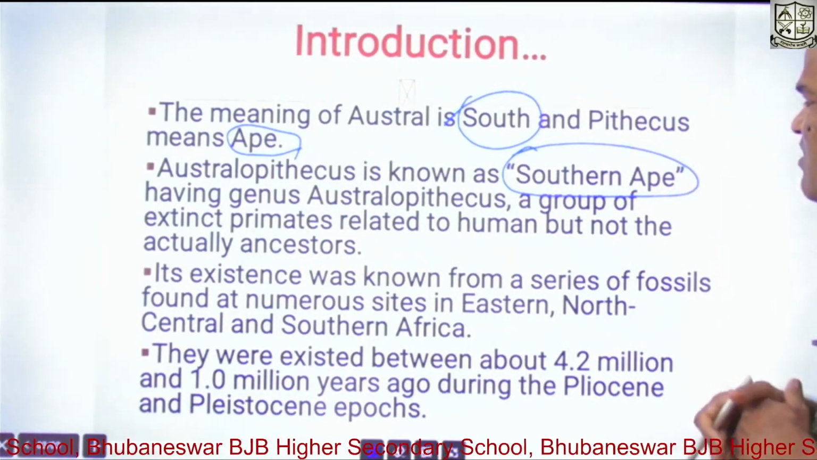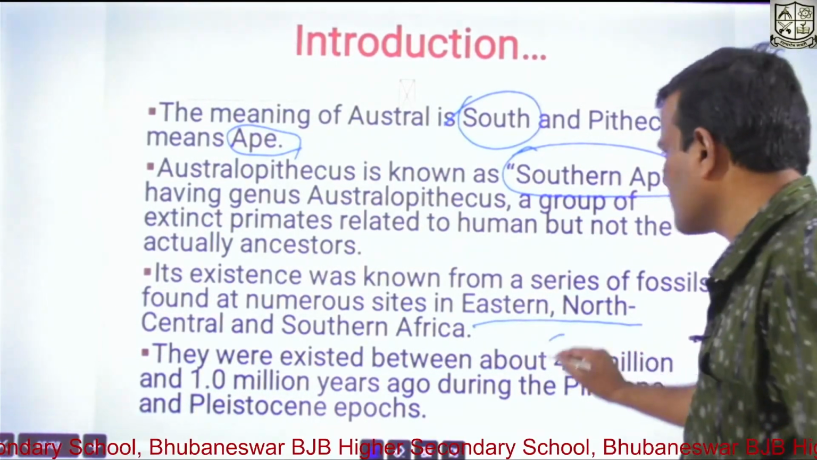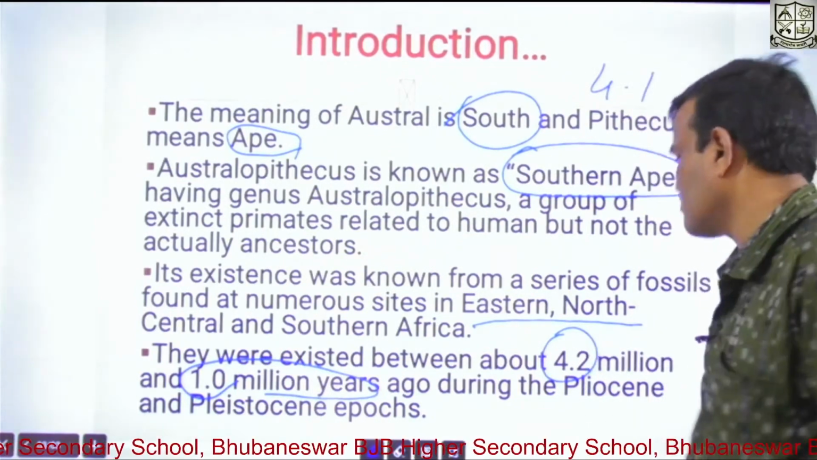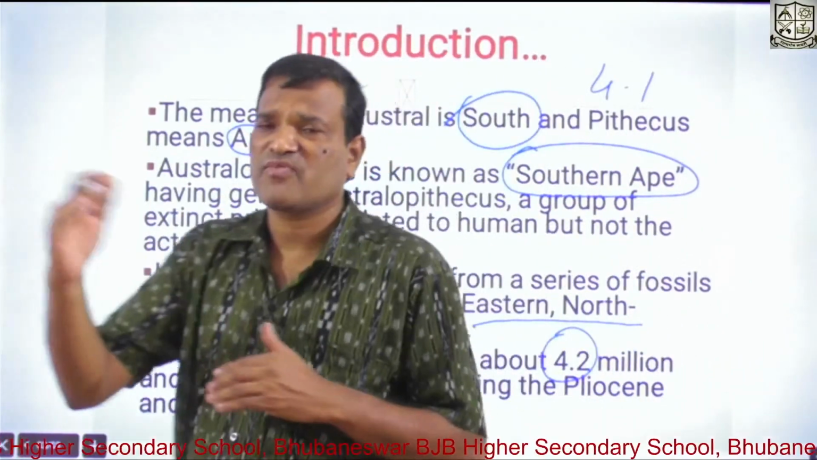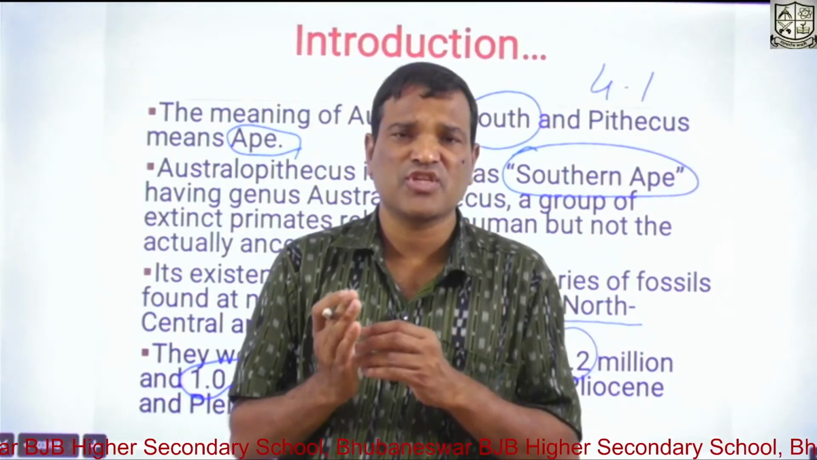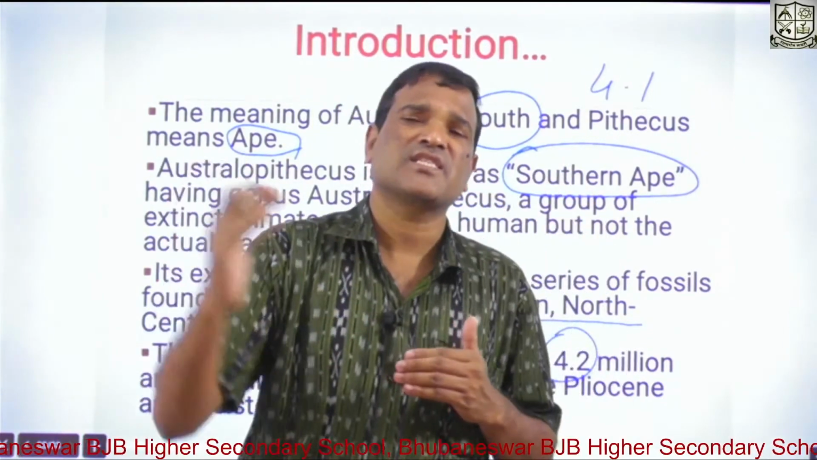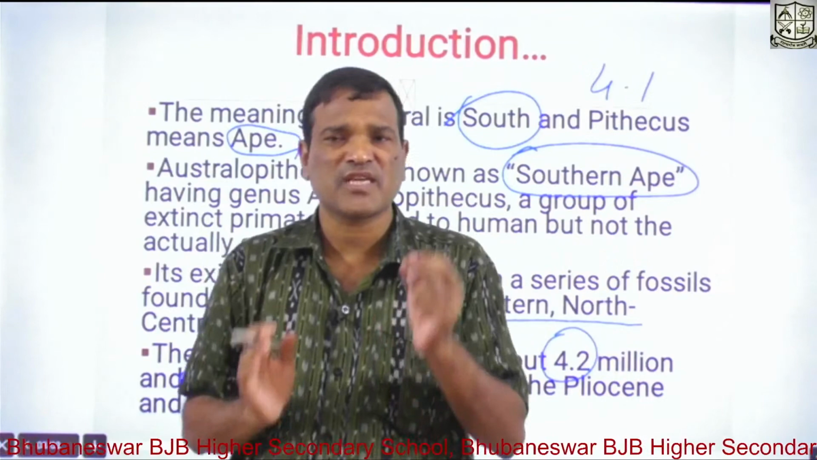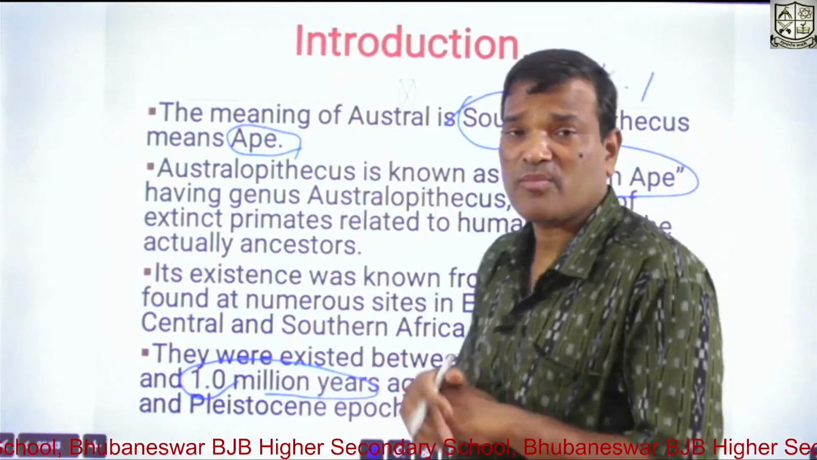They existed between about 4.2 million years and 1 million years ago, during the Pliocene and Pleistocene epochs: at the end of the Pliocene and the initial stage of the lower Pleistocene. The epochs are Paleocene, Eocene, Oligocene, Miocene, Pliocene, Pleistocene and Holocene. Australopithecines are estimated to have developed in the Pliocene period.